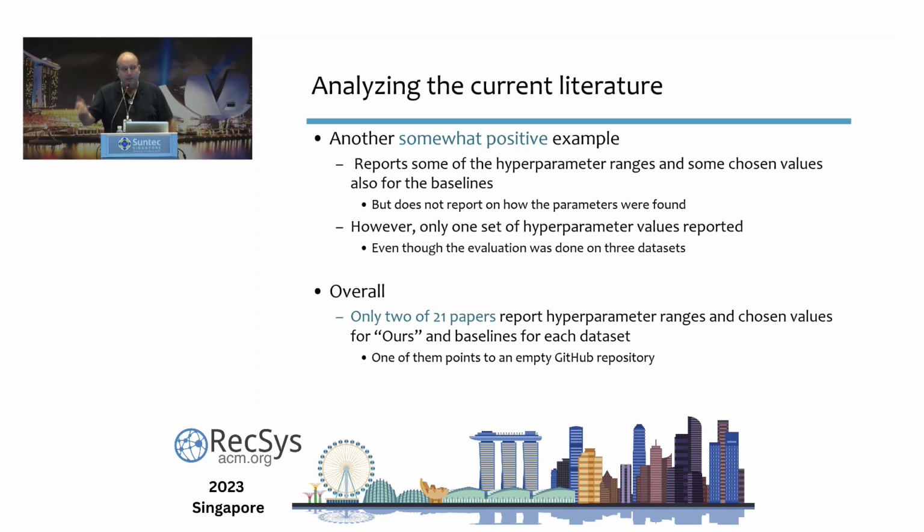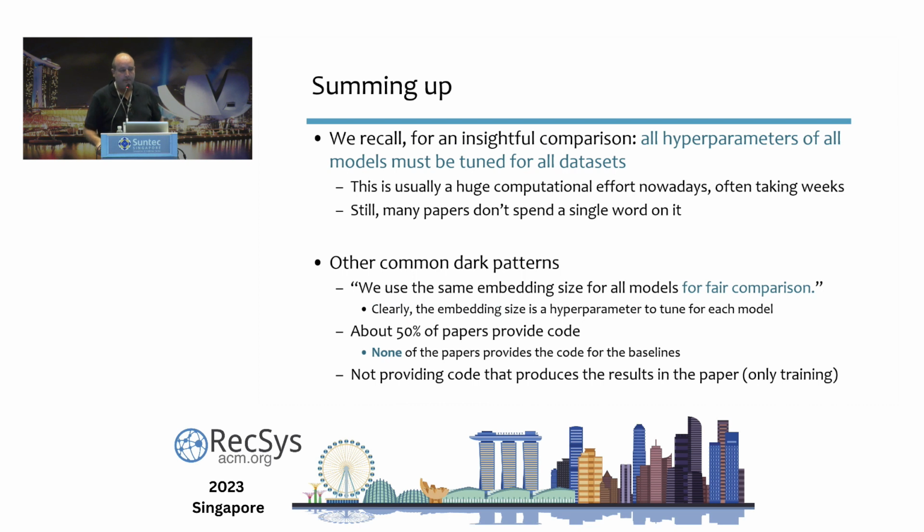And interestingly, in this still positive example, there's only one set of hyperparameter values. I think if you look at such algorithm papers, there's one best configuration reported, even though we have 3 different data sets, which is very strange in some way, right? And if you look, only 2 of the 21 of these papers report things in quite some detail, like the ranges to search for, the chosen values for both the proposed model and the baselines. And another one here points to an empty GitHub repository, which is also not unusual, I would say.